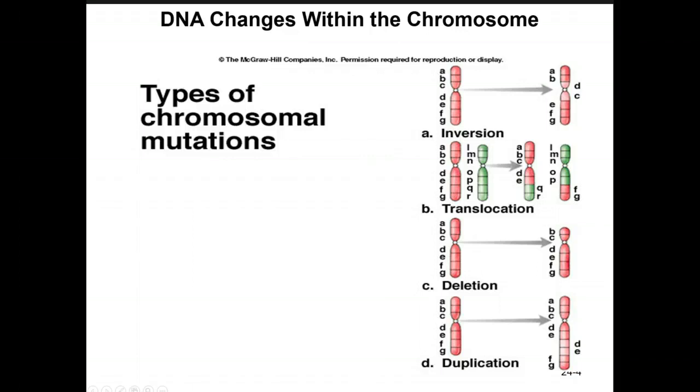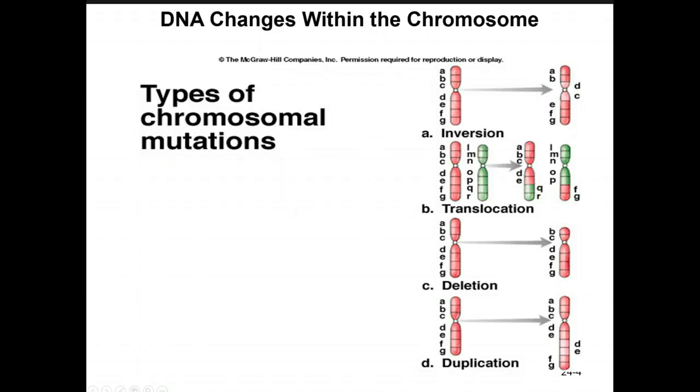Notice in this figure, in the inversion, the gene sequence was supposed to read A, B, C, D, E, F, G, with each letter corresponding to a gene. However, two of the genes flipped around such that now the genes read A, B, D, C, E, F, G. With translocation, if you noticed, genes F and G have moved from one chromosome, the pink one, over to the green chromosome. That is translocation.